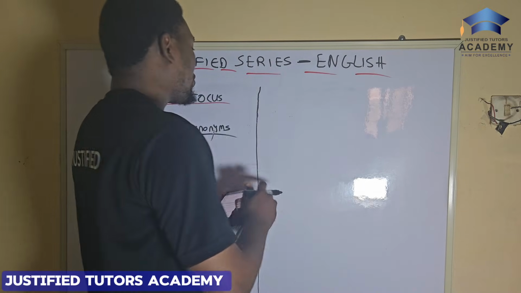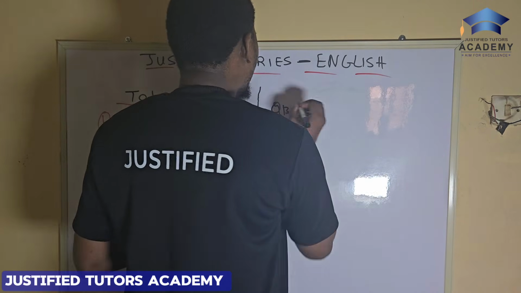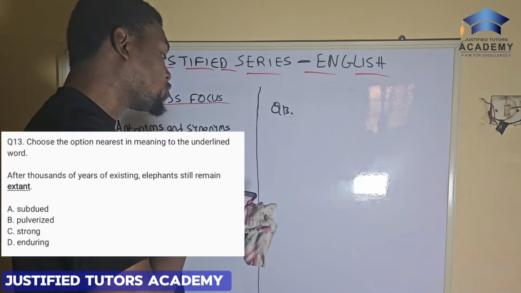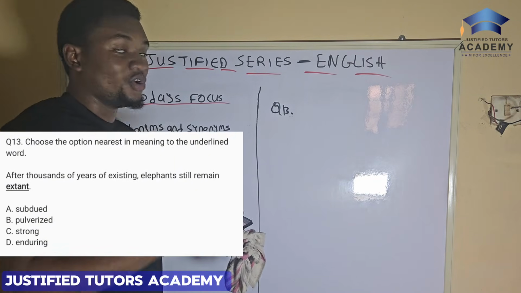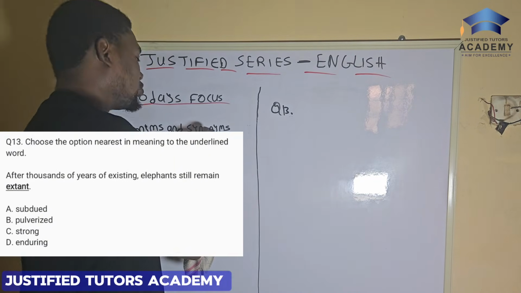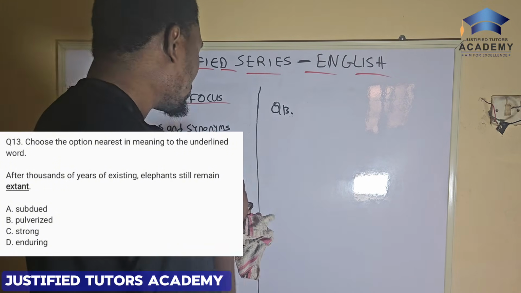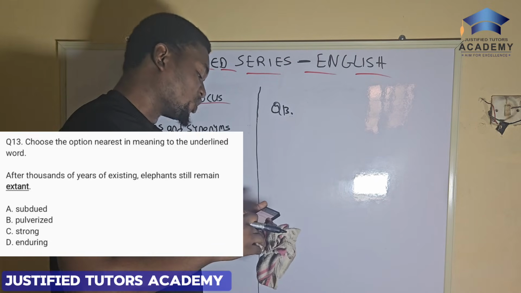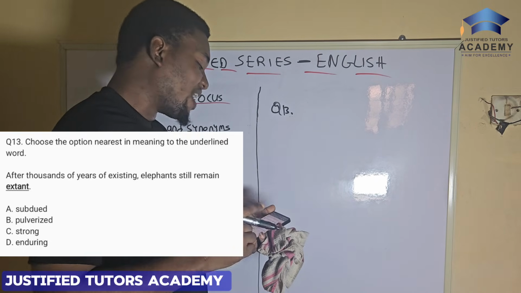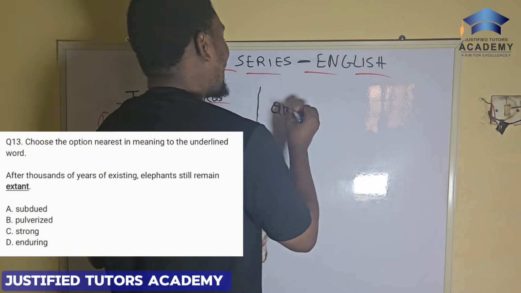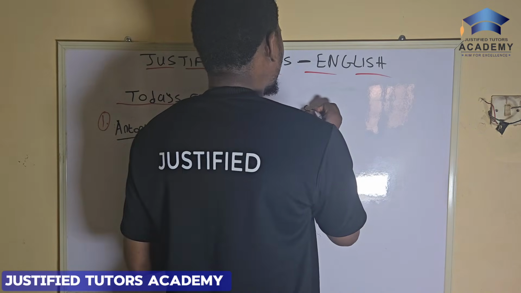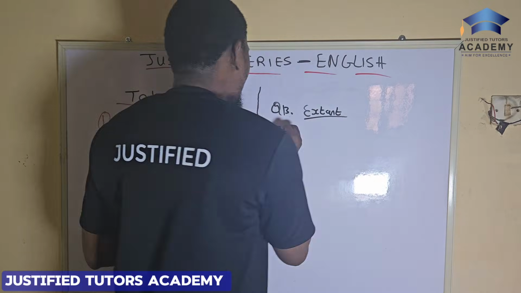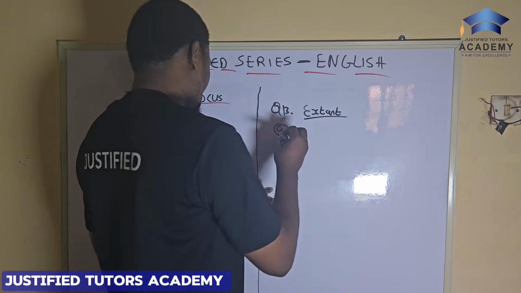All right, so now question 13. It will be displayed on your screen. Now, question 13 says, choose the option nearest in meaning to the underlined word. Again, we are dealing with synonyms. After thousands of years of existing, elephants still remain extant. Now, the underlined word here is extant. What does extant mean?